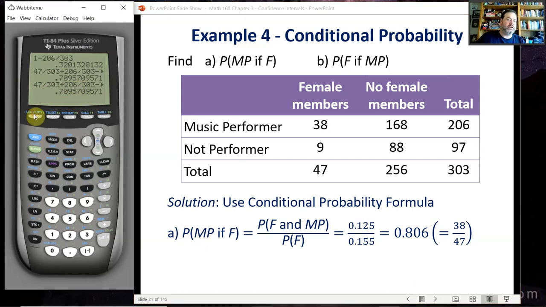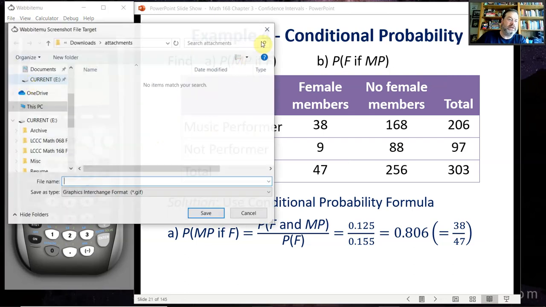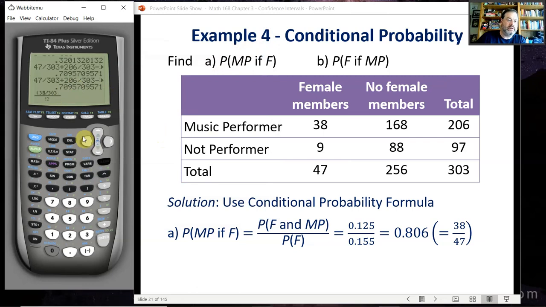So what we're going to do here is we're going to do a fraction. And in the numerator, we need another fraction. So I'm actually going to put it in parentheses. So probability of female and music performer. We know that's 38 out of 303. If you don't want to type it like this, some of you might prefer this. I should have shown you this. Hold on. Let me show you this. Some of you might prefer this. You can build a stacked fraction on top of a stacked fraction like that.